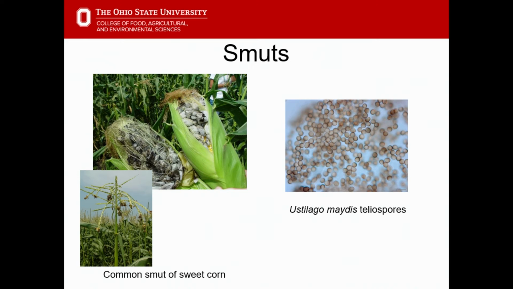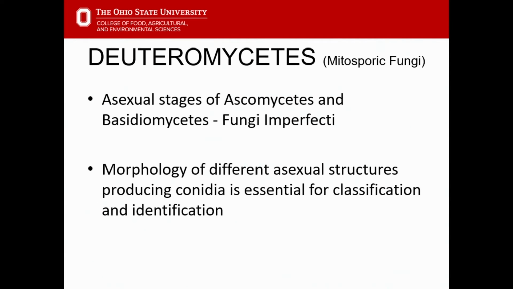We'll now move on to the Deuteromycetes, also called fungi imperfecti and mitosporic fungi. The Deuteromycetes are the asexual or anamorph forms of Ascomycete and Basidiomycete fungi, which we touched on in our discussion on the one fungus, one name concept. In many cases, the sexual stage is known.